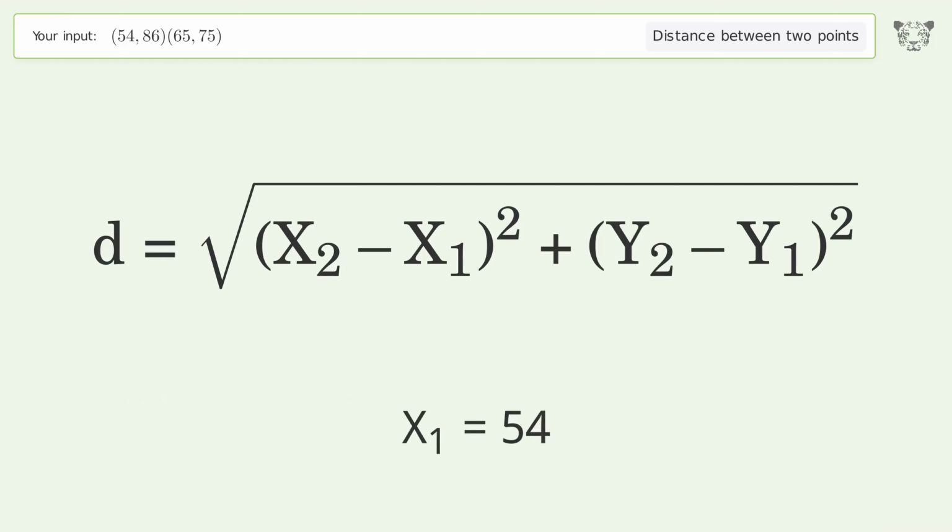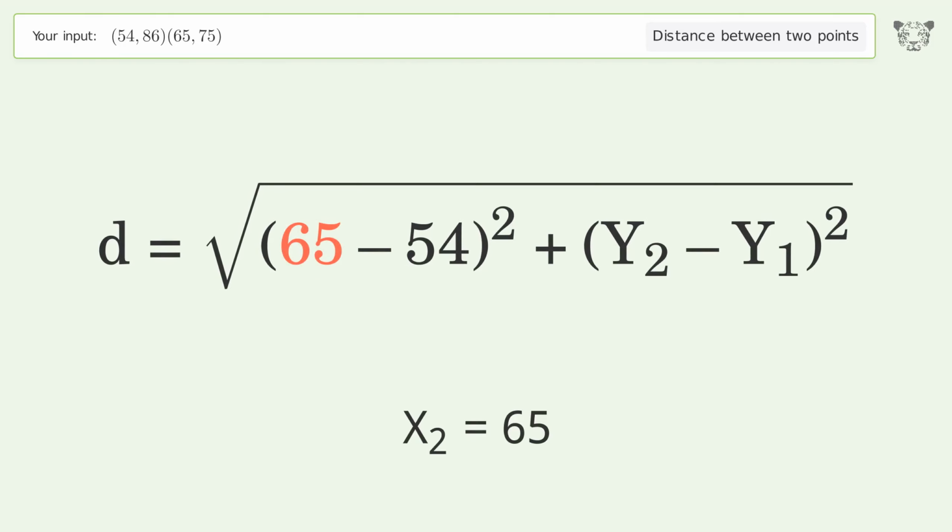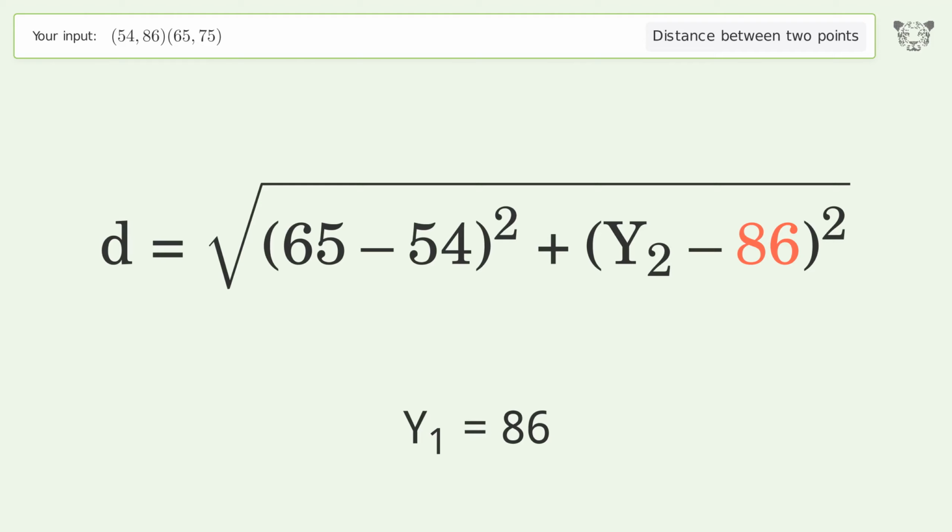x1 equals 54. x2 equals 65. y1 equals 86. y2 equals 75.